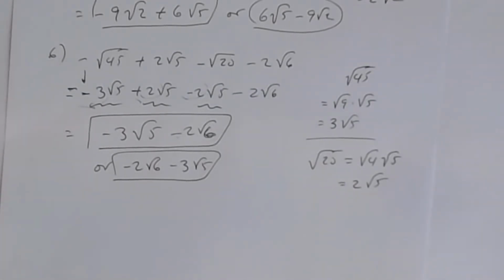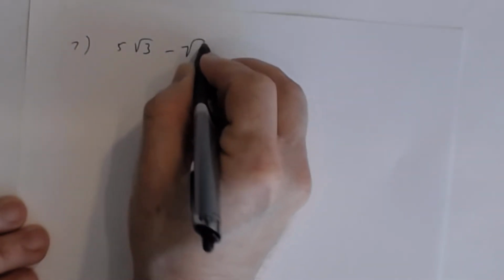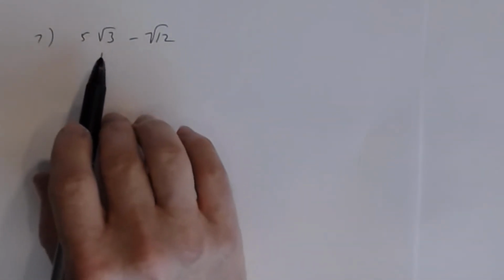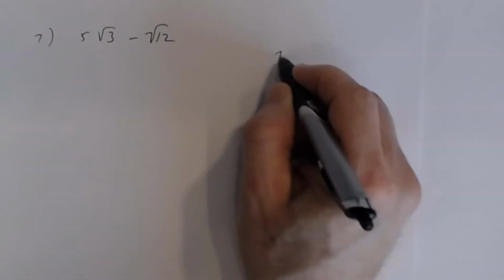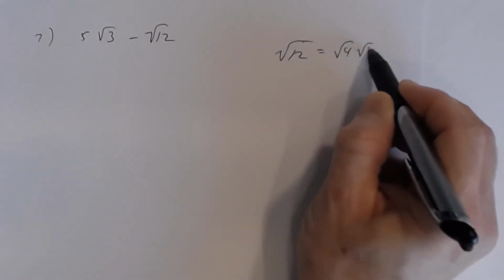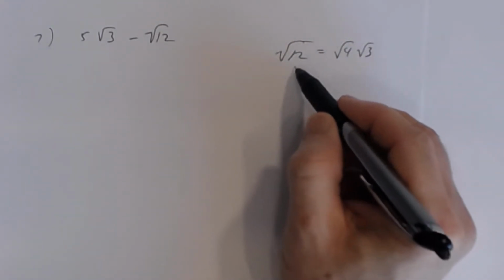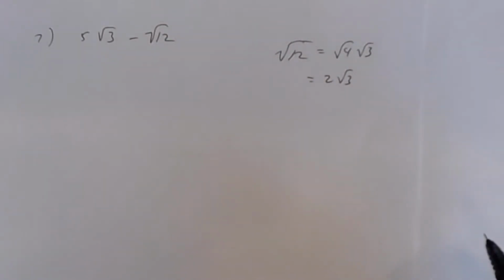So in number 7, we have 5 square root of 3 minus square root of 12. I cannot simplify the square root of 3 because the only perfect square that goes into 3 is 1, but I can simplify the square root of 12 because I can write 12 as the square root of 4 times the square root of 3. So the largest perfect square that goes into 12 is 4. So this becomes 2 square root of 3.